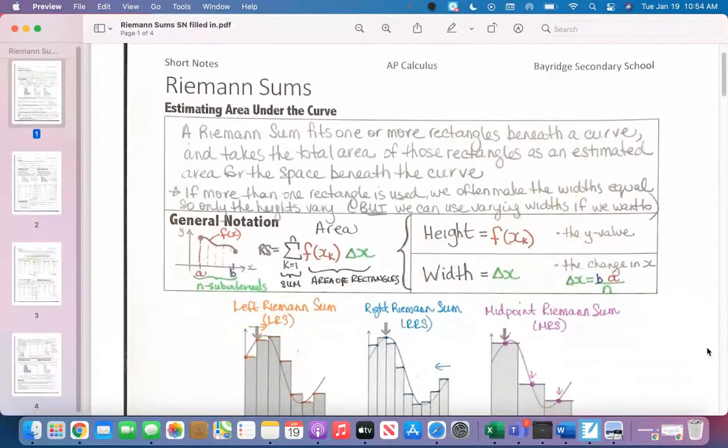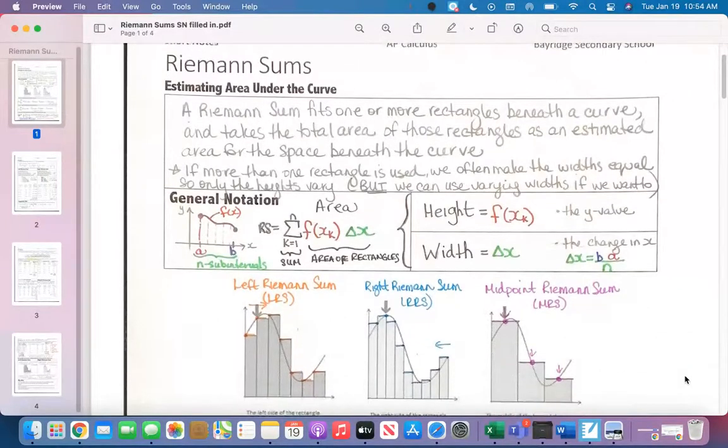So first of all, a Riemann sum fits one or more rectangles beneath a curve and takes the total area of those rectangles as an estimate area for the space beneath the curve. So if we have some kind of curve, like say down here we see we have a curve, we want to figure out what the area is underneath it. It's hard to get just one clean shape that will help us figure out the area underneath this curve. So the idea is we can draw rectangles underneath the curve, calculate the area of each one of those rectangles, and then add them together to help us estimate the area under the curve.